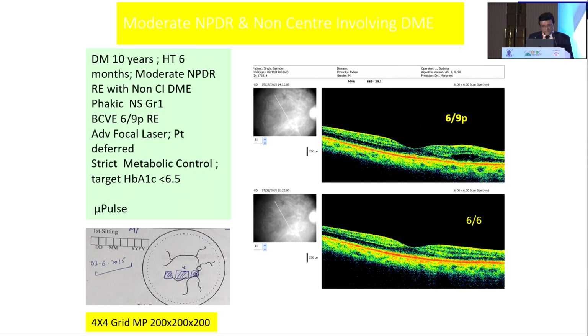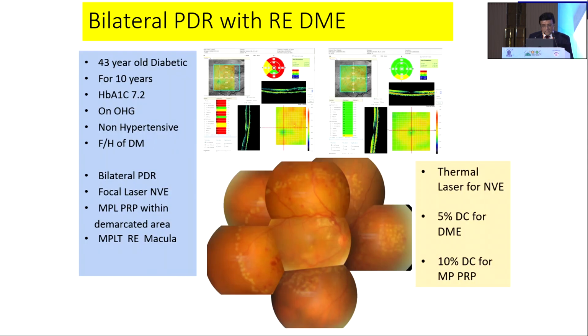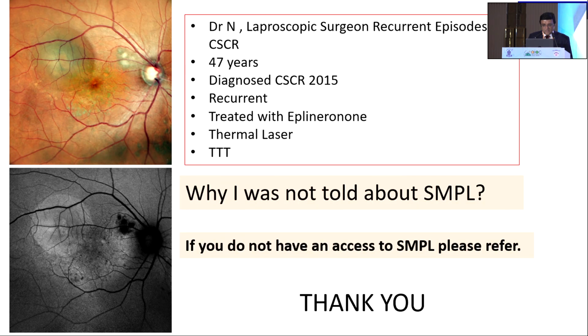Obviously, metabolic control is extremely important. And we have done a micropulse laser pan-retinal photocoagulation after taking due consent that this is not a prescribed treatment for cases of PDR, but these patients have stabilized, and we have followed up sequentially with field charting and shown that the fields do not deteriorate, which would have otherwise happened if we had done a normal PRP.